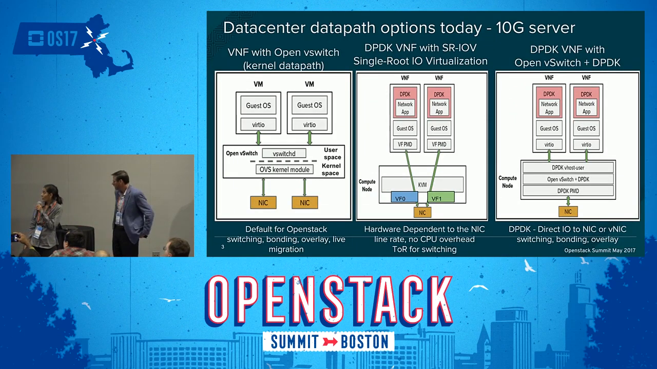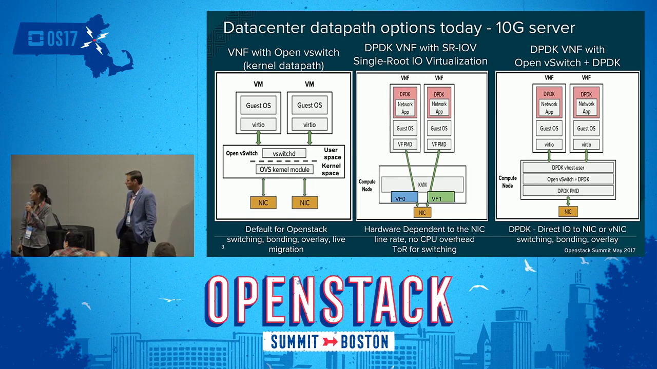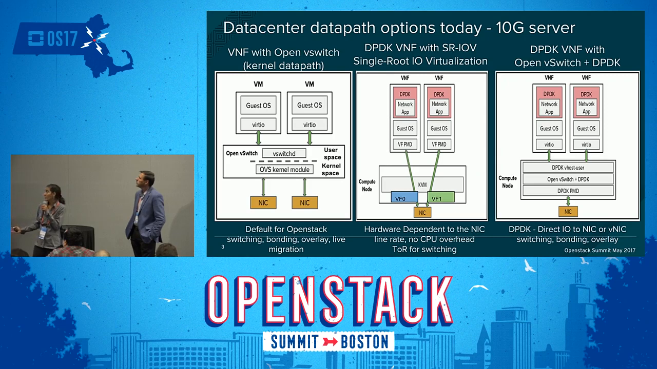Here are the data path options that we have today for 10 gig servers. With OpenStack, our default configuration is Open vSwitch with the kernel data path. This gives you a ton of features, switching, bonding, overlay, but your performance does not meet what you want. If you want higher performance, you've got to move to the right. This is what we have today in deployment for NFV, a lot of SR-IOV. It's hardware dependent on your NIC vendor, but you can get line rate 10 gig. But if you want any switching options, you're dependent on your top-of-rack switch. There are no switching options.